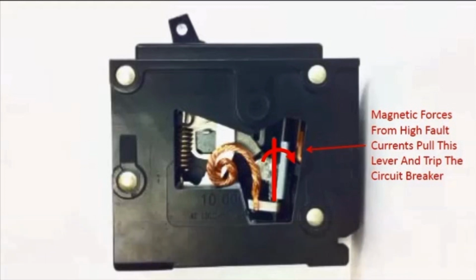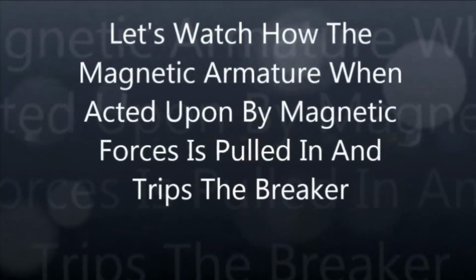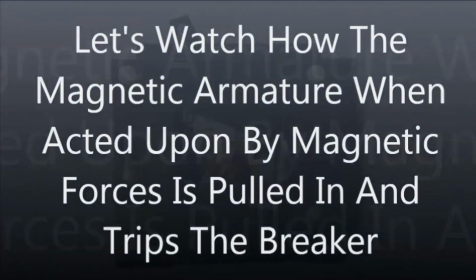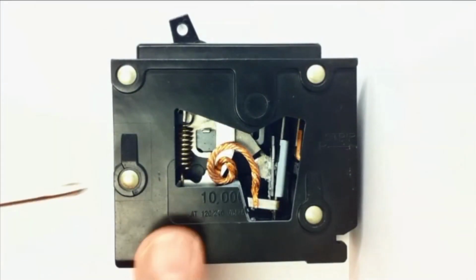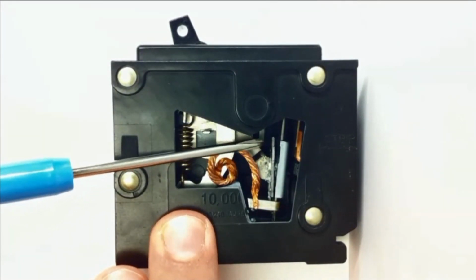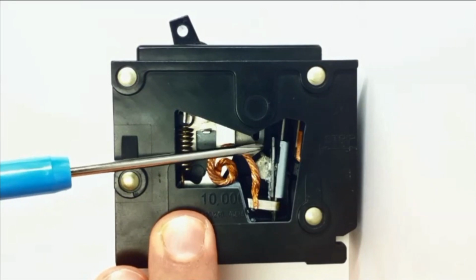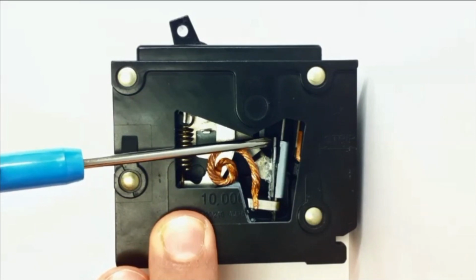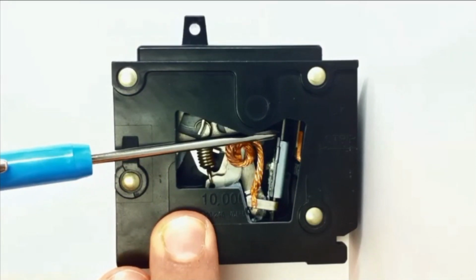Now what we just saw was the instantaneous. So this is a very high fault current, and every molded case circuit breaker and insulated case circuit breaker is going to be equipped with an instantaneous. You'll see once the magnetic forces get so high, it will suck this plate in, which will drop the latch and open those contacts. And that effectively opened that circuit breaker.